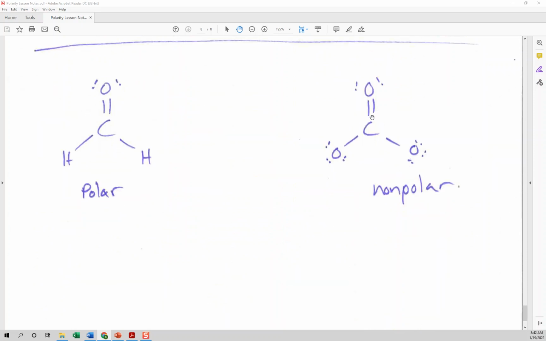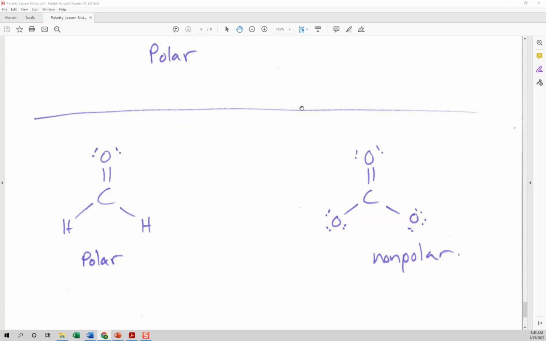So here's trigonal planar that's nonpolar because I don't have any lone pair on the central atom and these things are the same, oxygen, oxygen, oxygen. But here's trigonal planar that would be polar because I have different things coming off of the central atom. So this is going to be an asymmetrical molecule, it's going to be polar, okay?